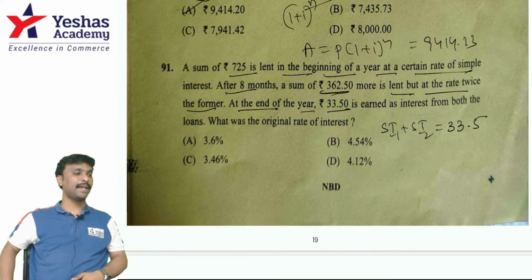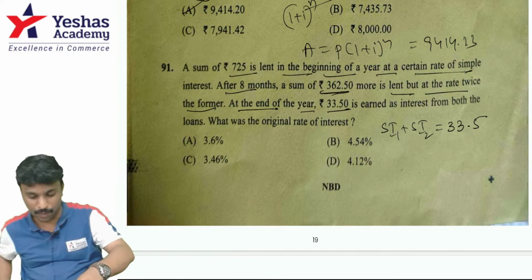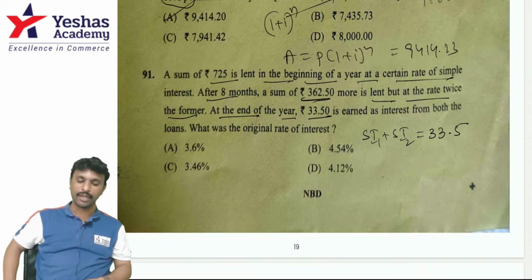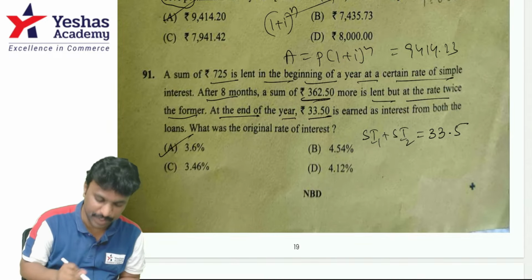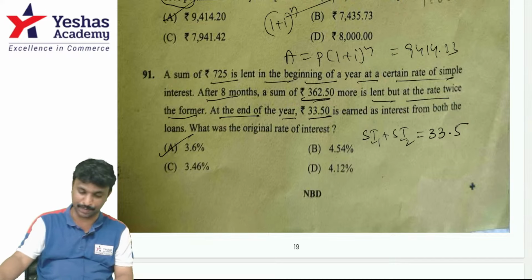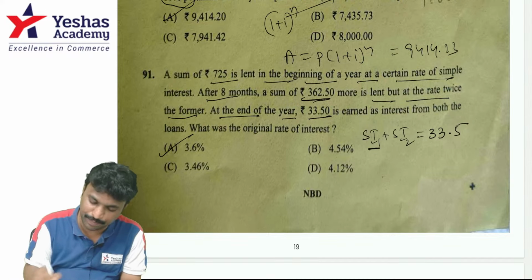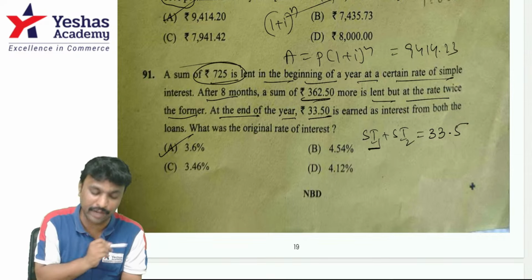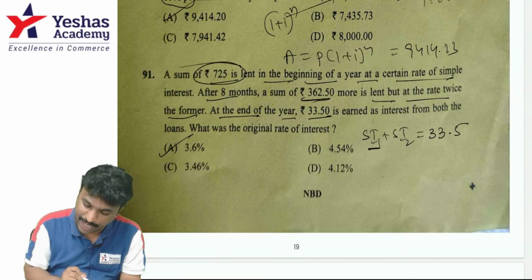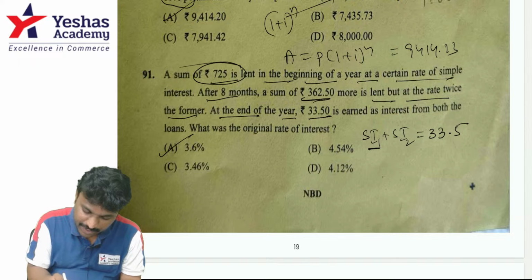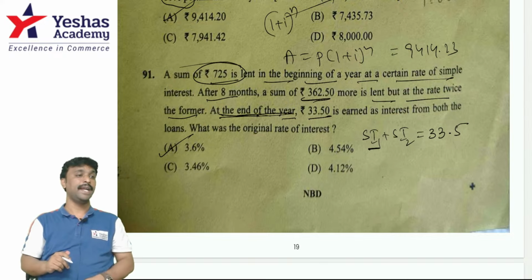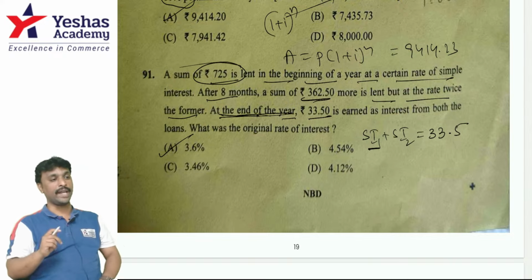Now, guys, what you have to do is hit the options for R. Now, if I hit option A, R as 3.6%, first of all, what is the principal for SI1? 725 rupees. And what is the time for SI1? After how many years? They have said at the end of the year. That means the time for the first SI is 1 year.